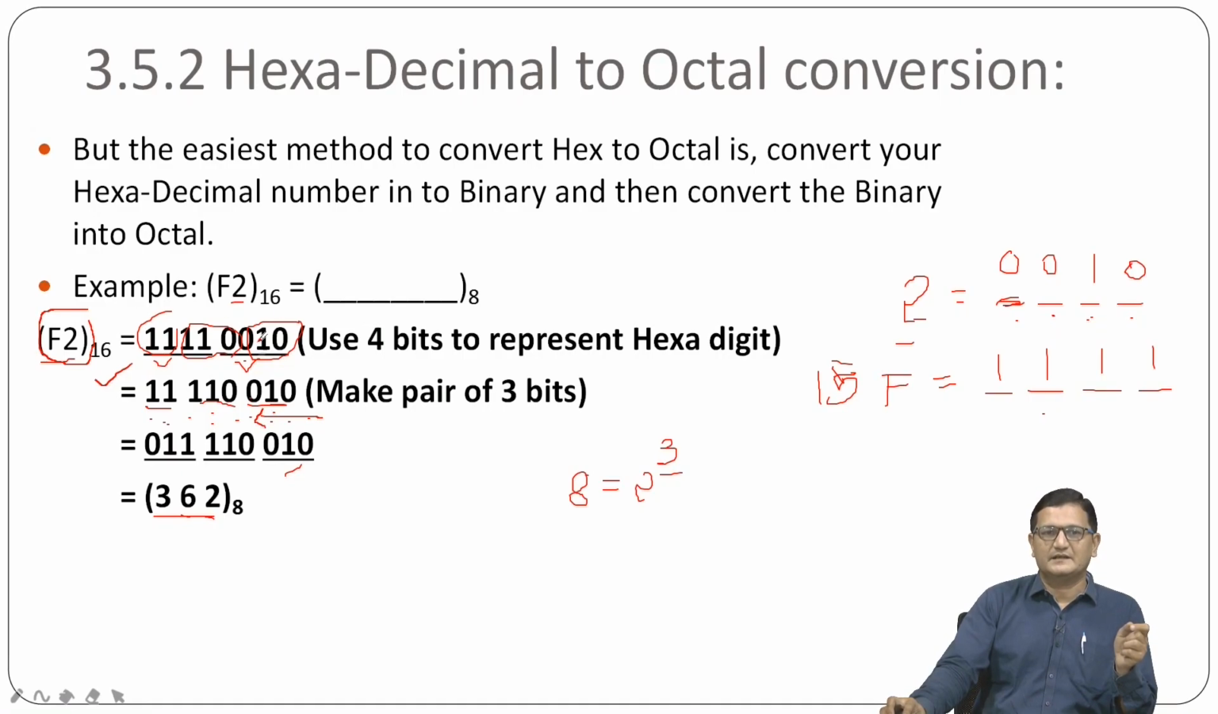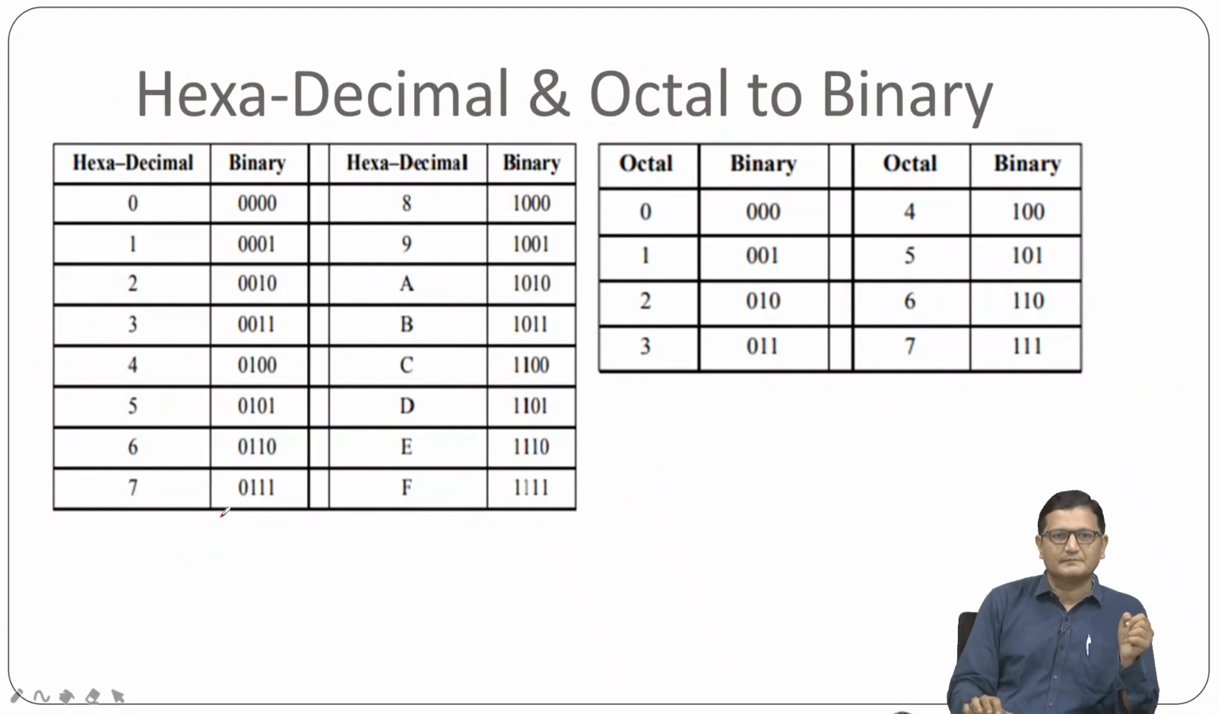So 3 bits, you write down here. Again 3 bits, you write down here. Again whatever remaining bits, you put here. Suppose here there are only 2 bits, you append 1 0. Suppose here only 1 was there, I will append 2 zeros, right? You can add as many 0s as needed at the left hand side, and then convert this 3 bit pair into the decimal form, or octal form, and you will get the octal number. So this is easier than the previous method.